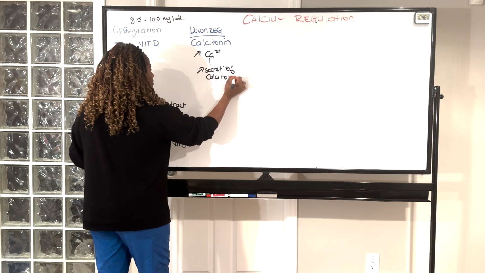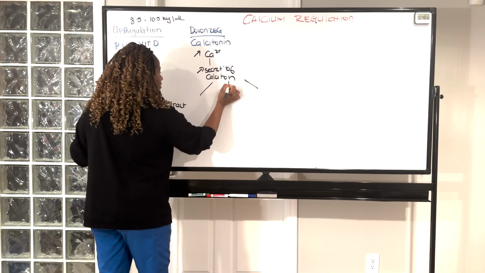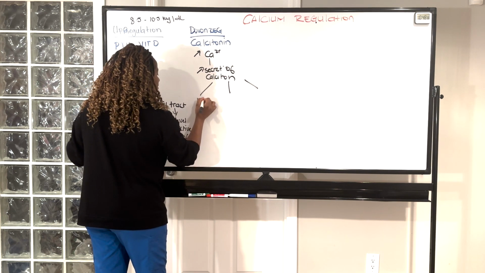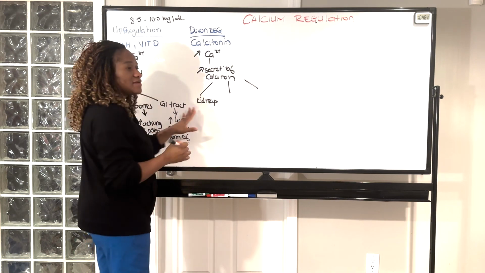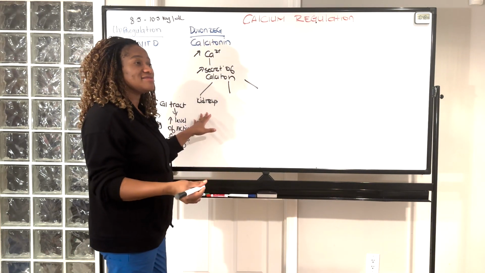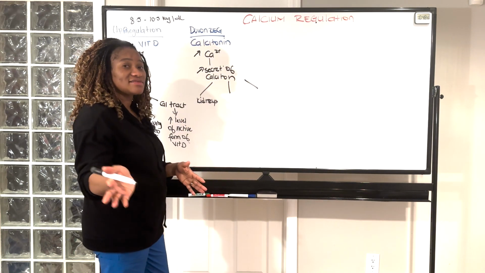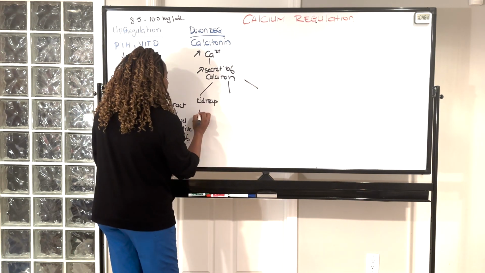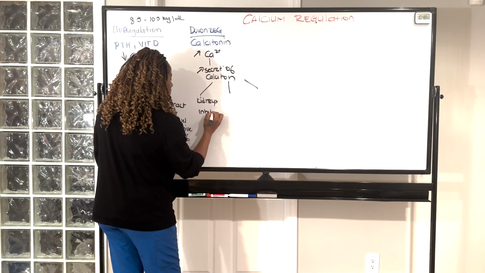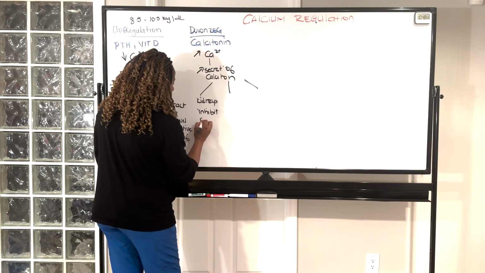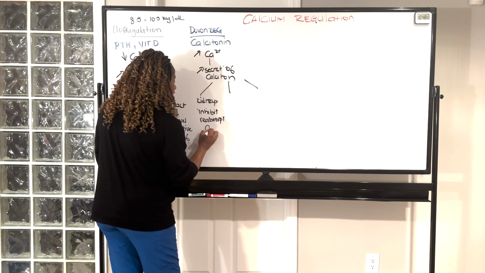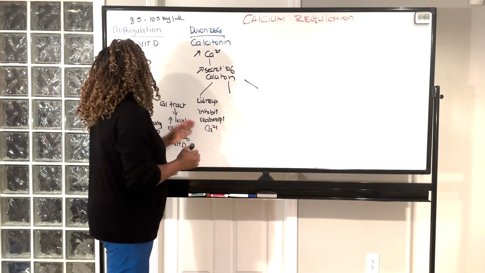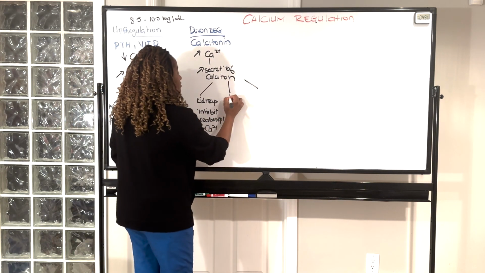And now calcitonin is going to act on the kidneys to inhibit the reabsorption of calcium so the kidney can excrete the calcium out. So they're going to inhibit reabsorption of calcium. And it's going to also act on the bones.